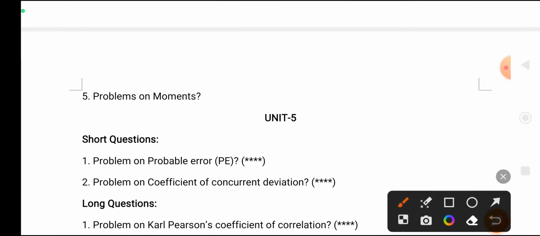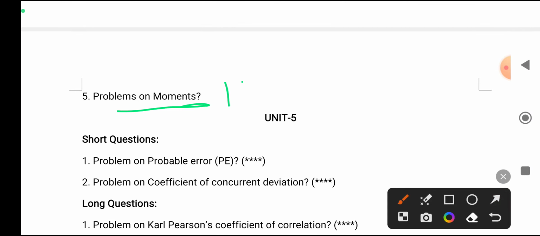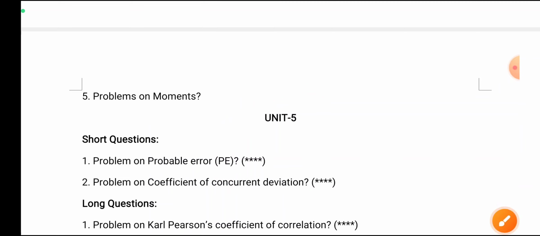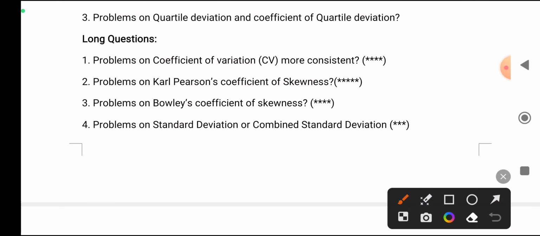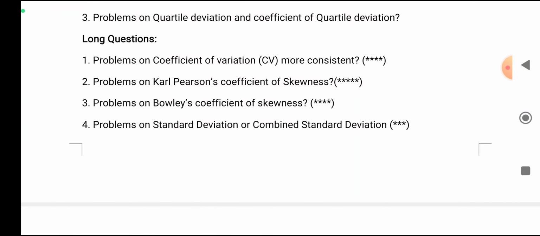Next, problems on moments, this is from kurtosis. If you haven't done kurtosis, no problem, you can leave that one as a choice, but learn all the others perfectly if you are leaving that one.